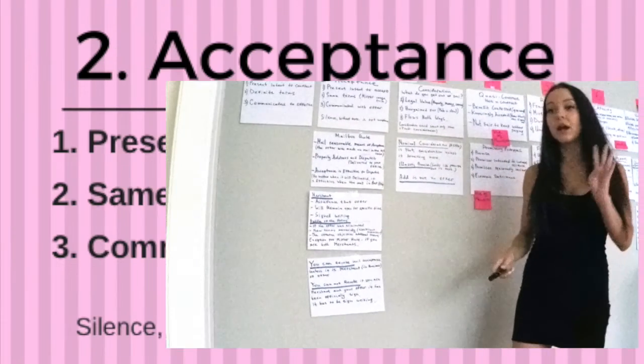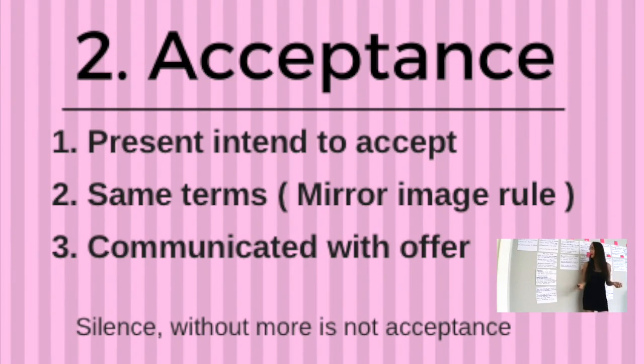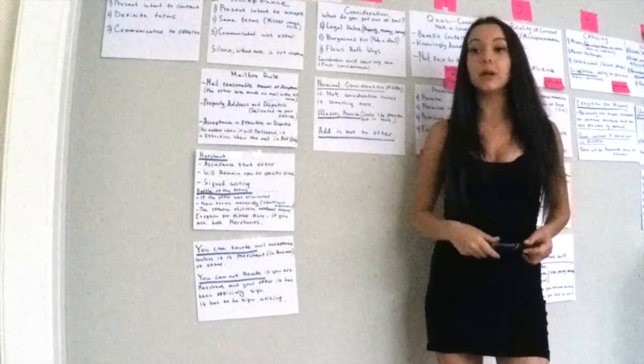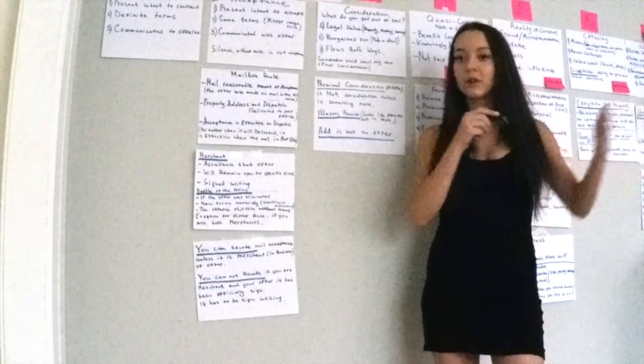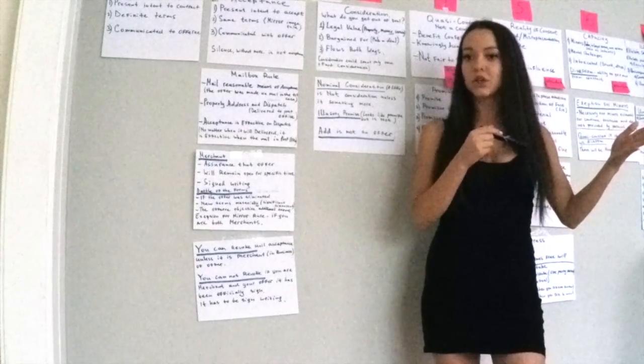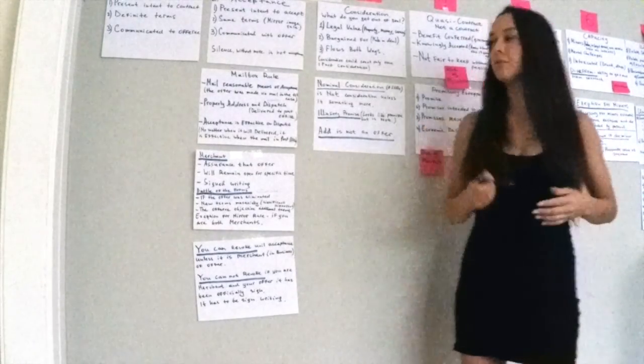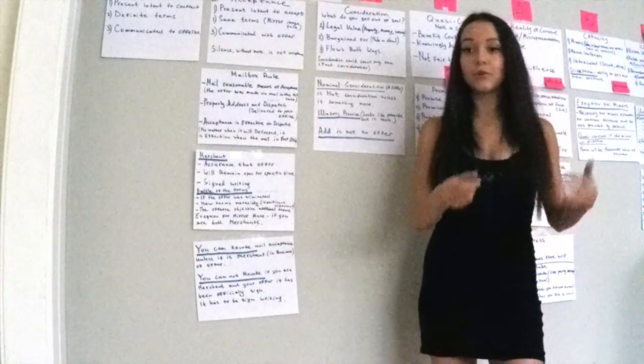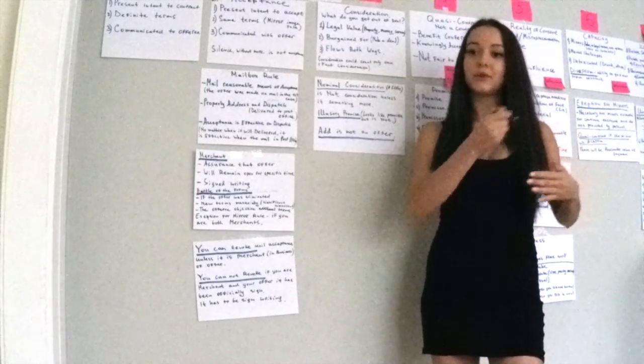Acceptance has 3 elements. They are pretty much the same. First, present intent to accept, which means that you've been there to accept an offer. It should be the same terms. Mirror image rule applies over here. It's like looking at the mirror, you see the same picture. The same should be in the contracts. When you accept, you accept on the same terms.